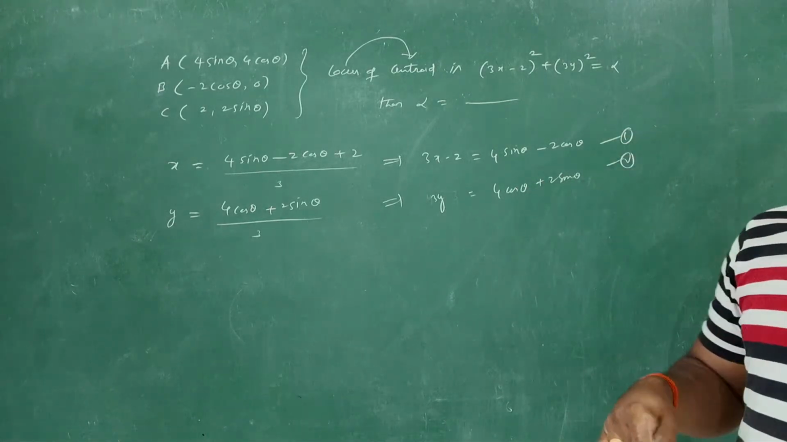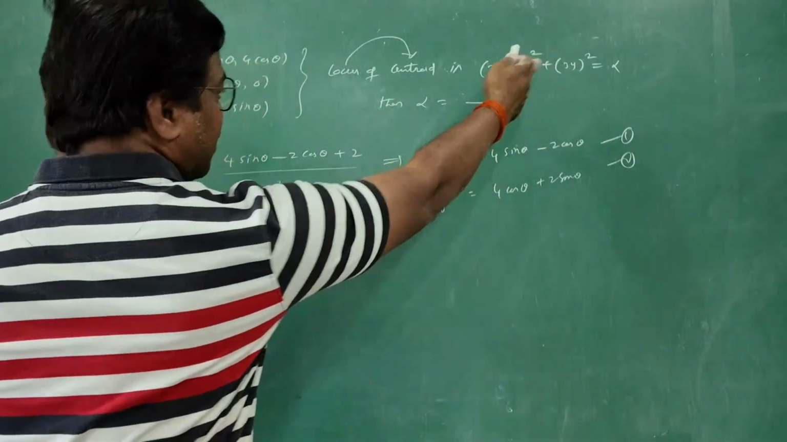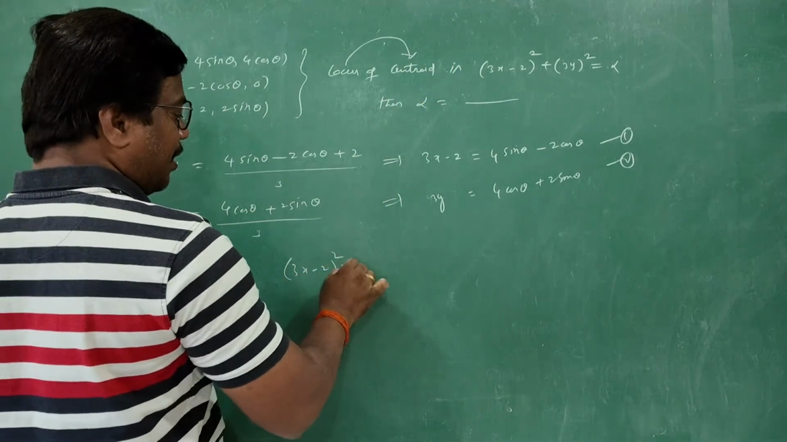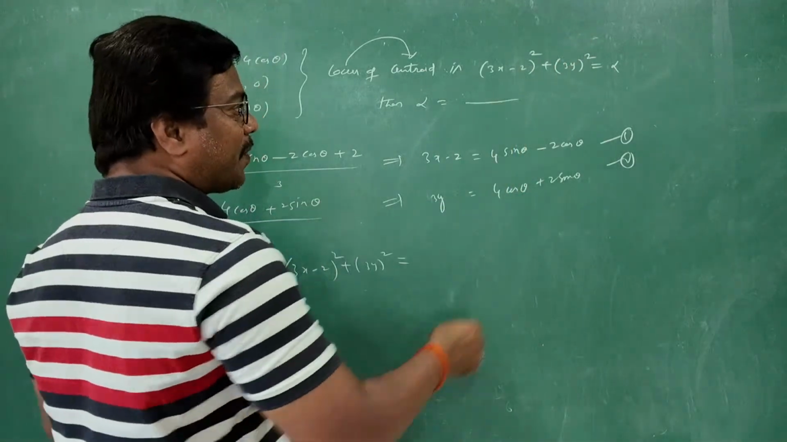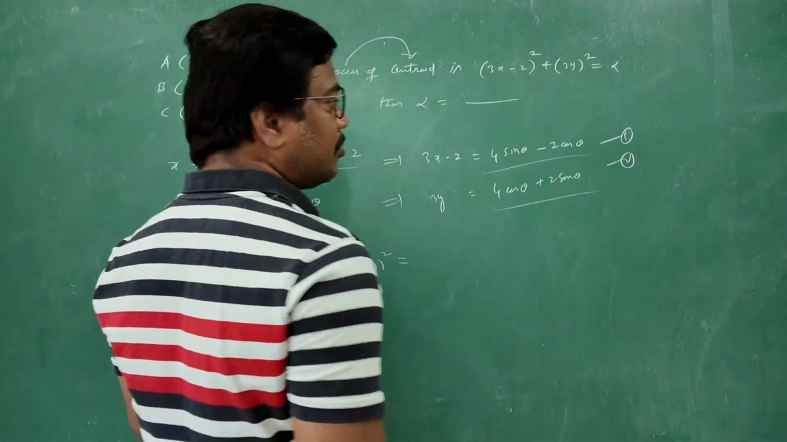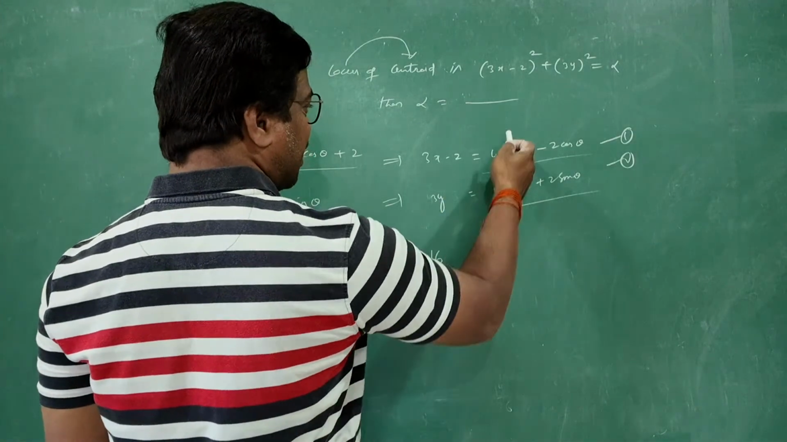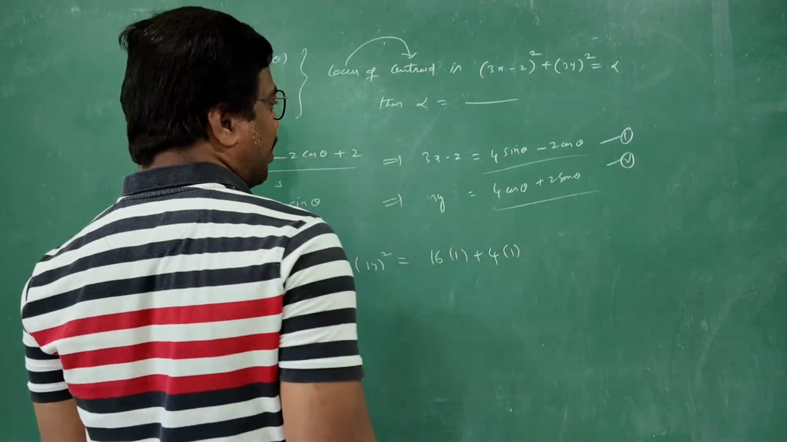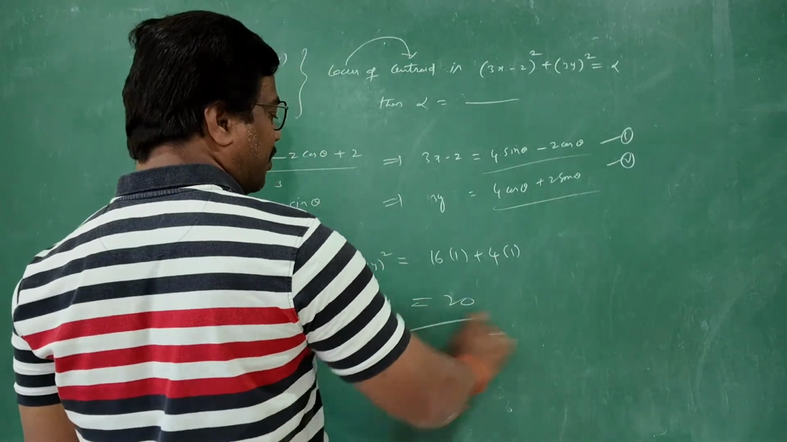Just squaring and adding, you will get the result. Squaring and adding. Yes. Already in the question, by squaring and adding these two you will get alpha. On squaring and adding these two, what do we get? 4 square, 16 sin square plus cos square. Next 4 sin square plus cos square. The remaining terms get cancelled. So the value of alpha becomes 20.